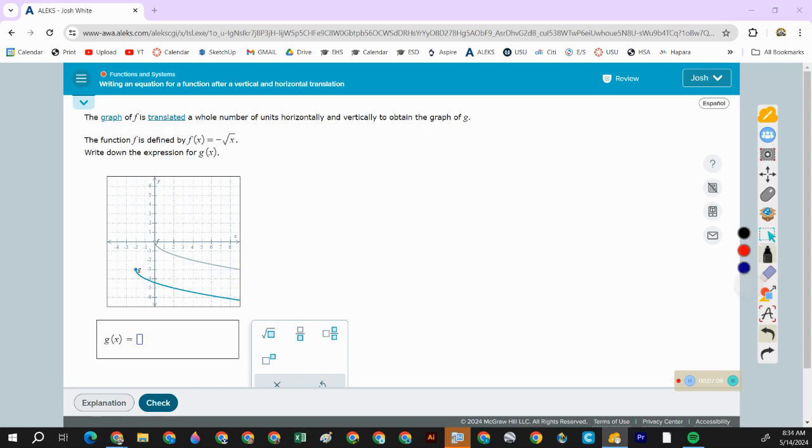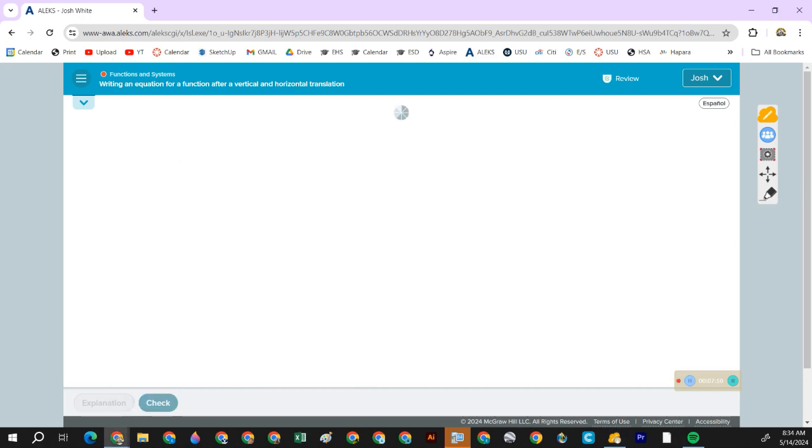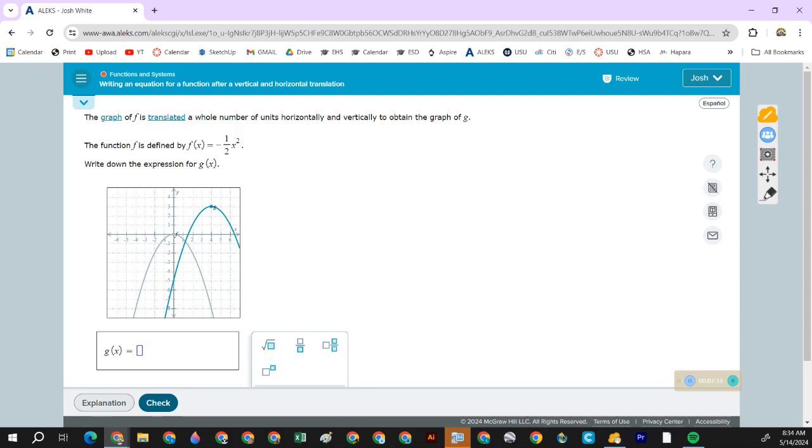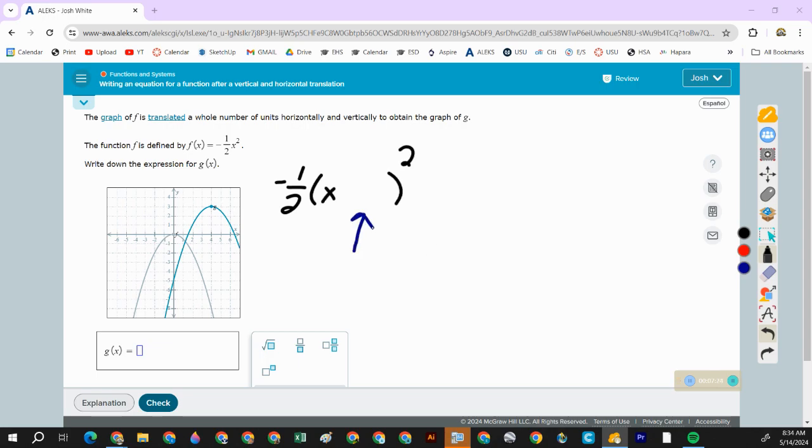Okay, let's do another one of those. So my parabola is negative 1/2 x squared. So I need to put a number there and a number there. And this graph has moved 4 units to the right. So minus 4 because it's in the opposite direction. And then up 3 will be a plus 3 on the outside.